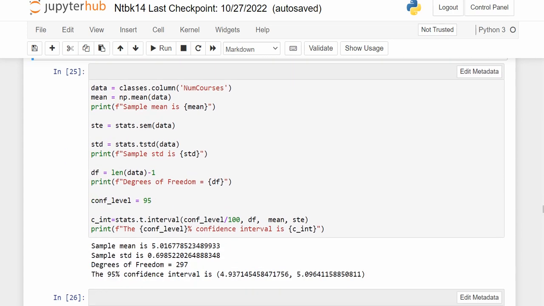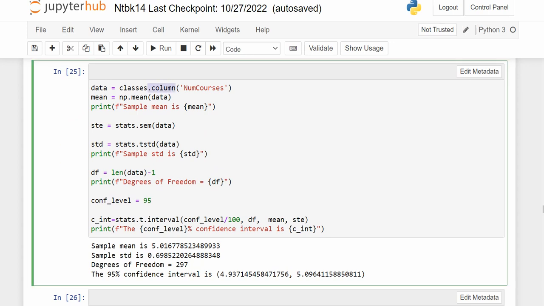And how are we going to do that? Now notice that most of this is filled in for us. I just want to point out some important things. First of all, these functions down here that are in this code block require array data. So the first thing we're doing is creating this array, and notice that data is an array because we're using a dot column. Okay, so it's just getting an array of the number of courses column in the classes table.